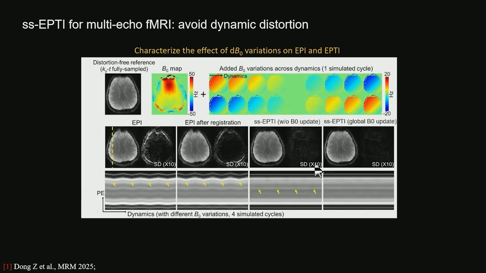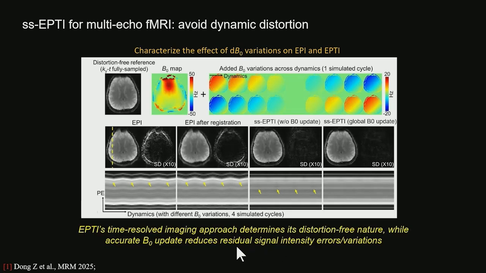And on EPTI, even with these B0 variations, even without accurately modeling the B0 update, you don't see any geometric distortion on the image, therefore leading to a lower standard deviation. There's some residual signal variation due to inaccurate reconstruction modeling that can be addressed by using a simple global B0 update already. So this shows that the time-resolving image approach determines the distortion-free nature, while accurate B0 update reduces the residual signal intensity errors or variations in EPTI.